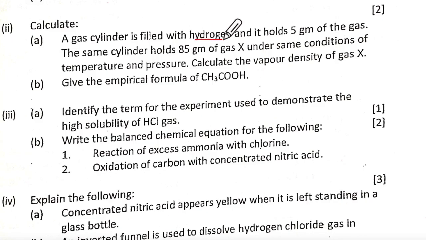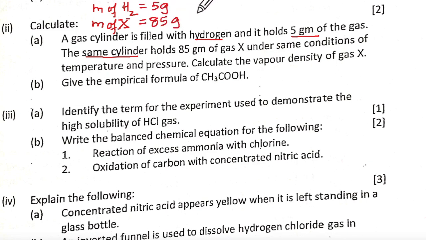A gas cylinder filled with hydrogen holds 5 grams of the gas. What does it mean? The mass of hydrogen in the cylinder is 5 gram. The same cylinder means same volume, and it holds 85 grams. So mass of X is 85 gram, at the same or equal volume, because it is the same jar. So this is going to lead us to vapor density. Calculate the vapor density.